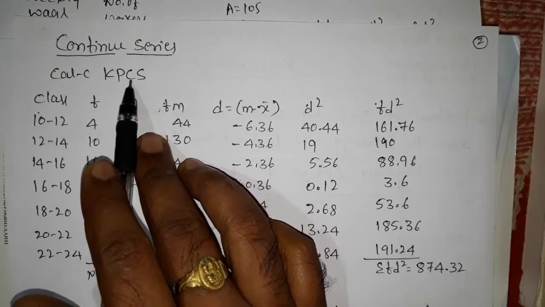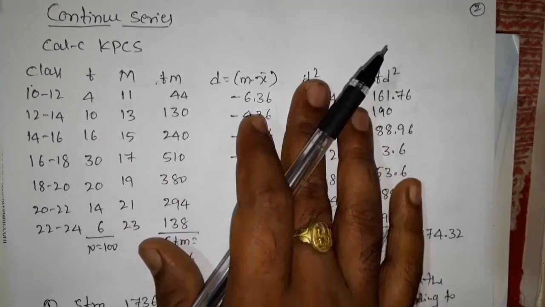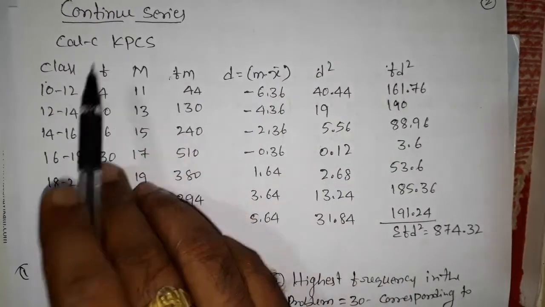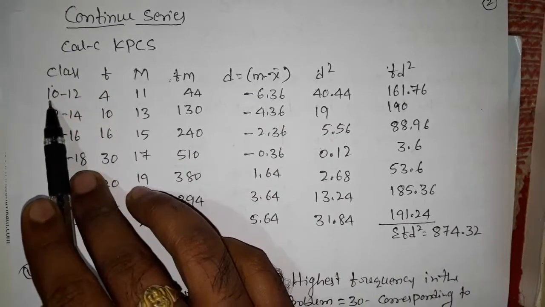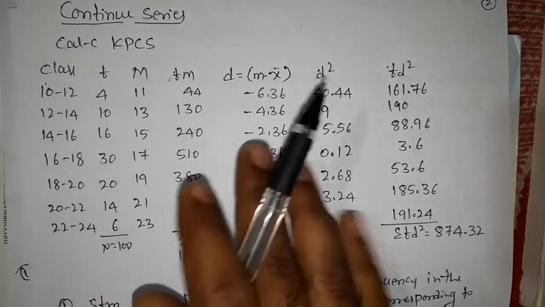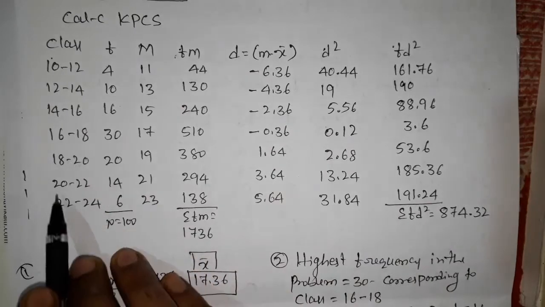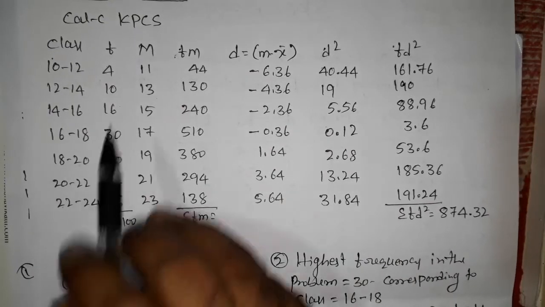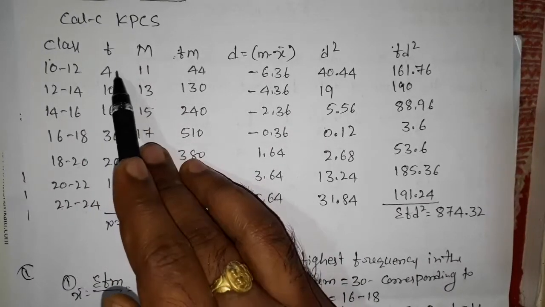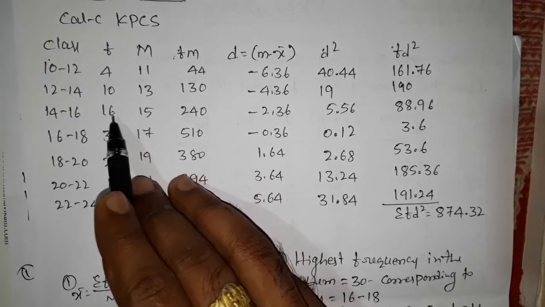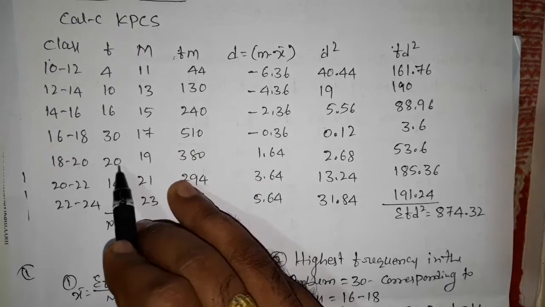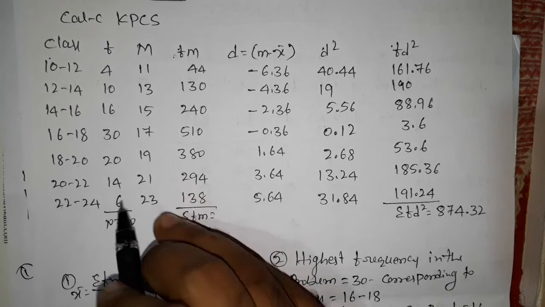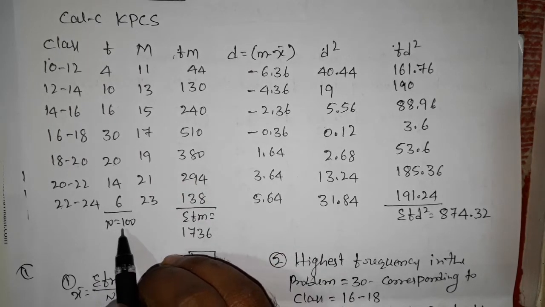Calculate Karl Pearson's coefficient of skewness. The values are given here. The class intervals are 10 to 12, 12 to 14, 14 to 16, 16 to 18, 18 to 20, and so on up to 20 to 24. The frequencies provided are 4, 10, 16, 30, 20, 4, 6. The total n is 100.